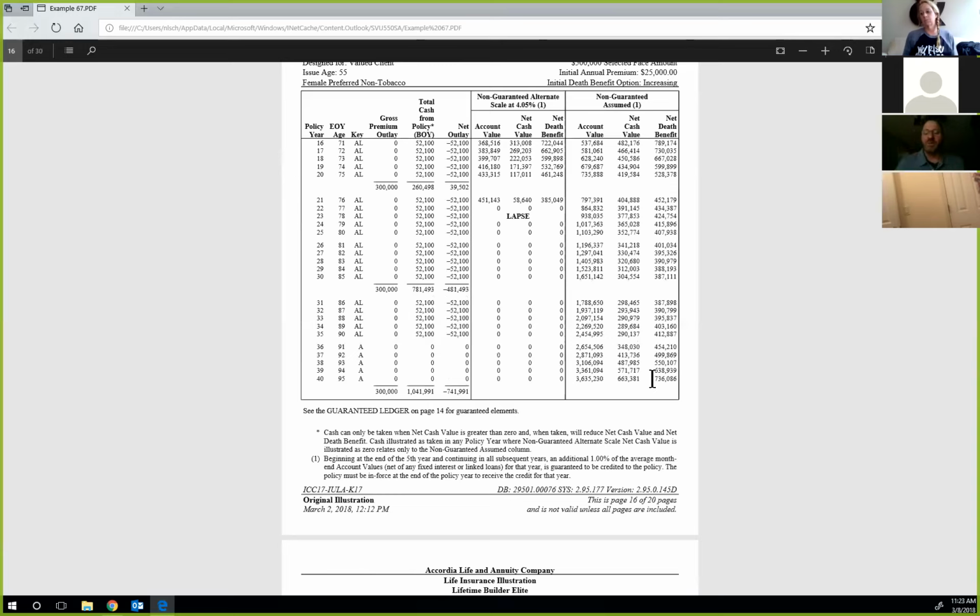Now, I don't mean to go down that path. I just want you to understand that the aura around permanent life insurance has been given a bad name, partially because the guys in the industry are doing it wrong, plain and simple.